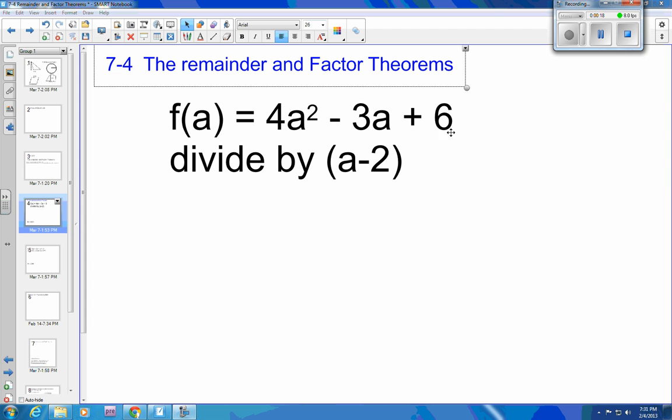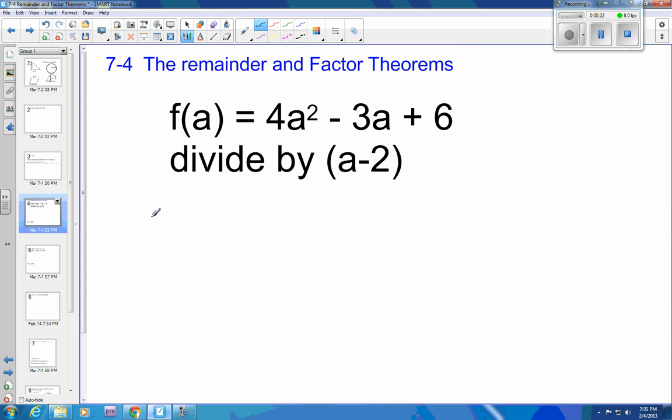If I take this polynomial and divide by a minus 2, let me grab my marker here. So that's going to be a minus 2 divided into, with just a long division, 4a squared minus 3a plus 6.